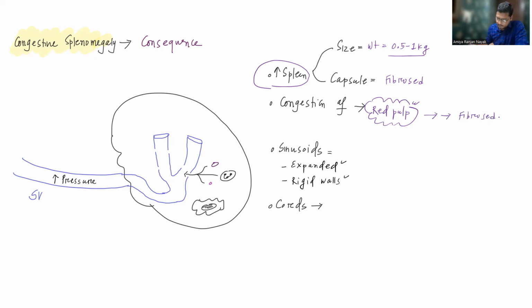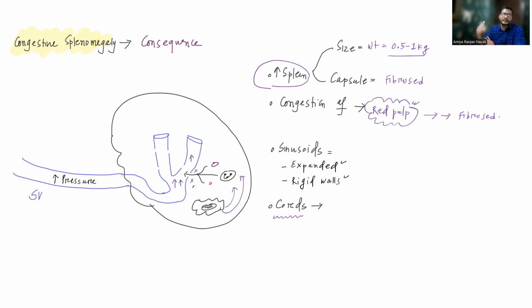Now, what is going to happen to the cords? Basically, the blood cells enter from the cords to the sinusoids through the openings. If there is increased pressure inside the sinusoids, this process of transfer of blood cells from the cords to the sinusoids is not going to happen. So this process is impaired, and these blood cells will get trapped inside the cords. If they stay for a longer time inside the cords, these blood cells will be engulfed by the macrophages which are present in the cords of Billroth.